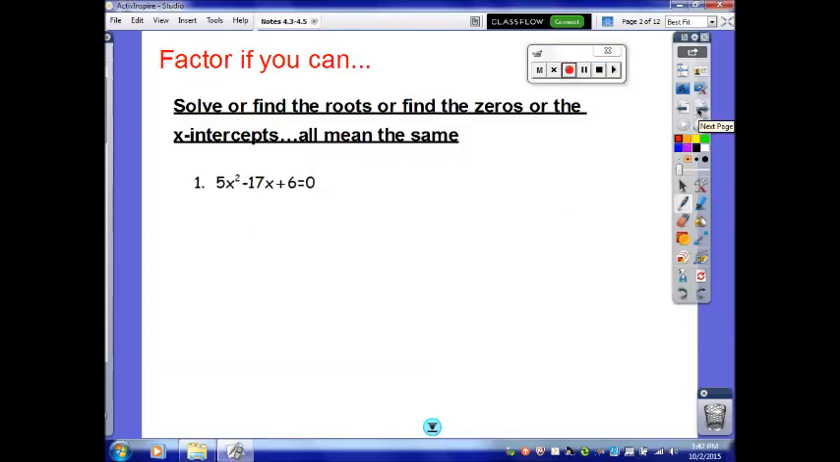Our first problem. We want to first look at when we have a trinomial like this in standard form. Standard form, remember, looks like this. The most efficient way to solve this is solving by factoring. So let's see if this factors. You want to multiply a times c, so what multiplies to give you 30, but adds to give you negative 17? Negative 15 and negative 2.